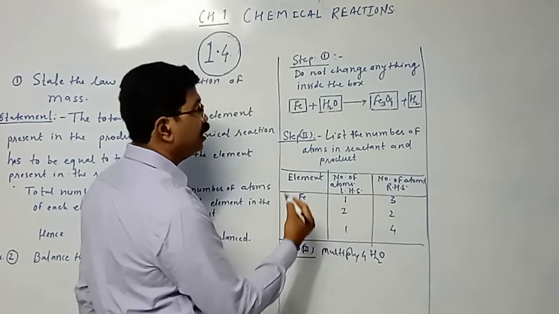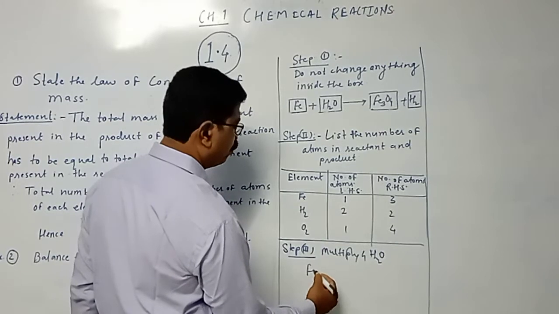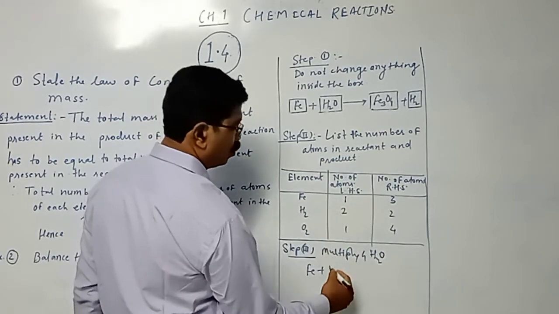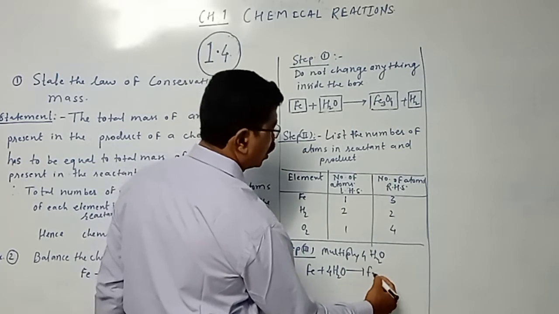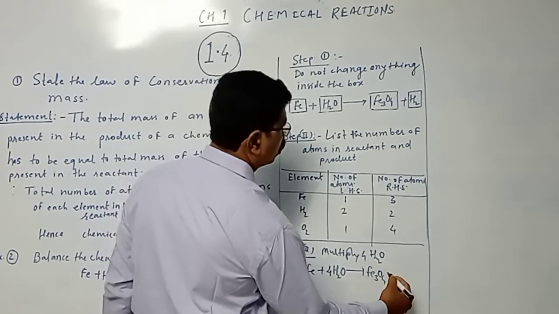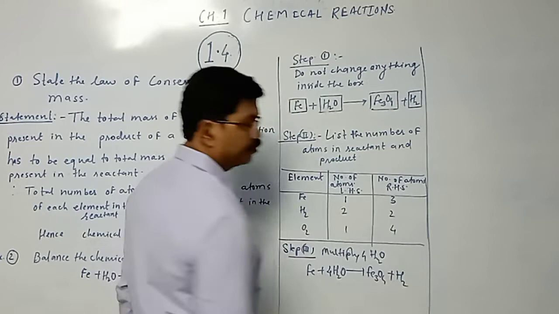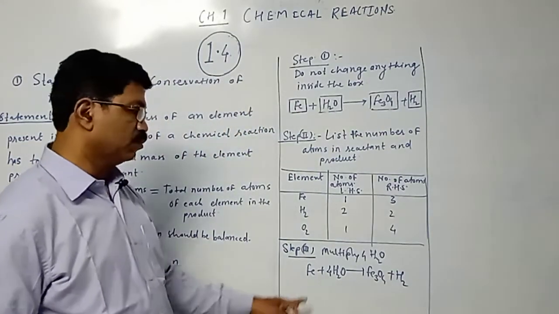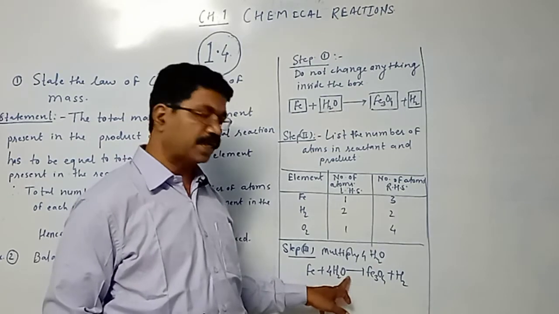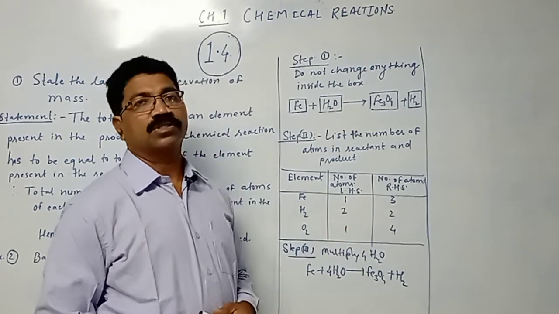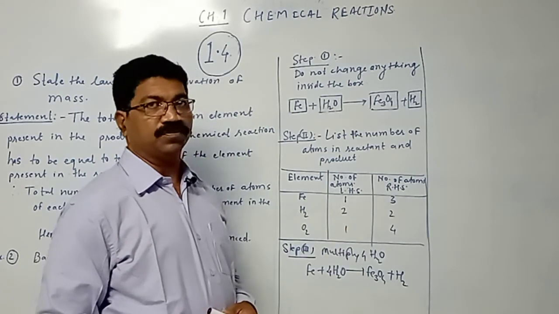So what is the reaction then? The reaction will look like this: Fe plus 4H2O gives us Fe3O4 plus H2. Okay, so I have taken coefficient 4 to the water molecule, so that 4 into 1, 4 oxygen on the left hand side and 4 oxygen on the right hand side also.